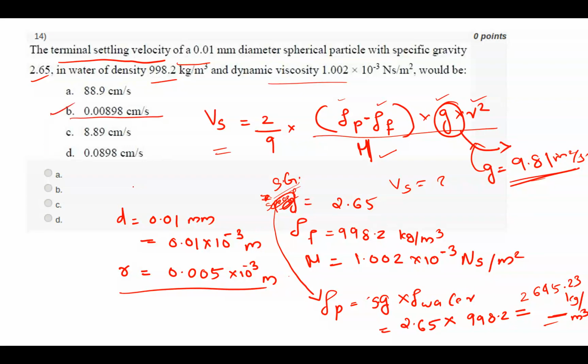So you get like this, right? I think it's like 8.9 into 10 to the power minus 5. This is the right one. Then that will be in meter per second. You have to convert into centimeter per second to find the options here. Then how do you do? Just multiply with 100. Then you get this answer. Any doubt?